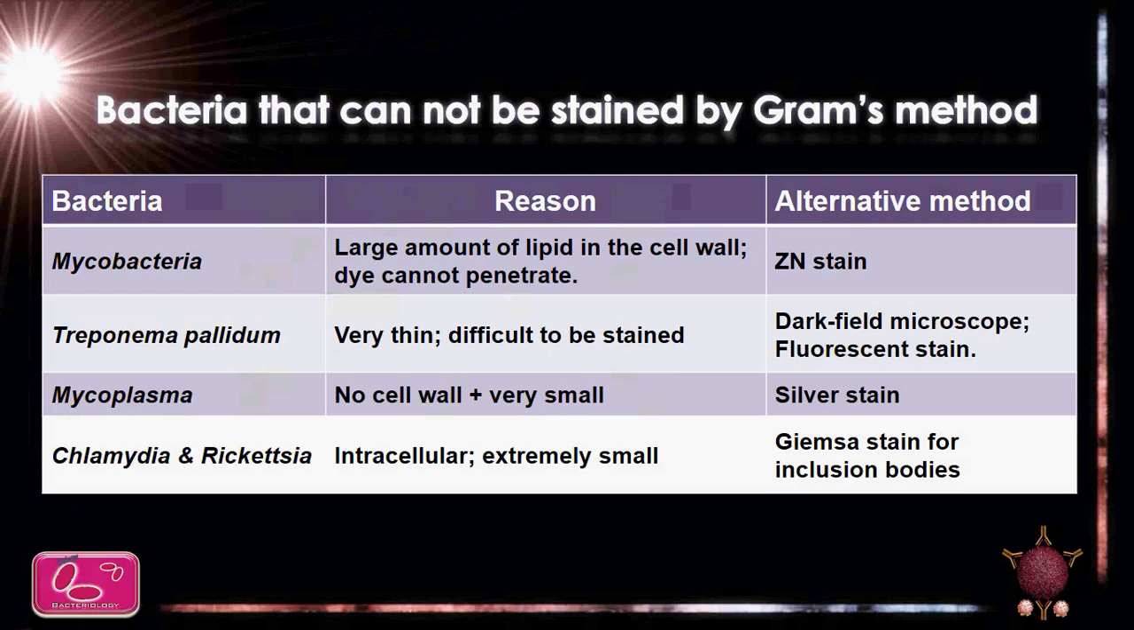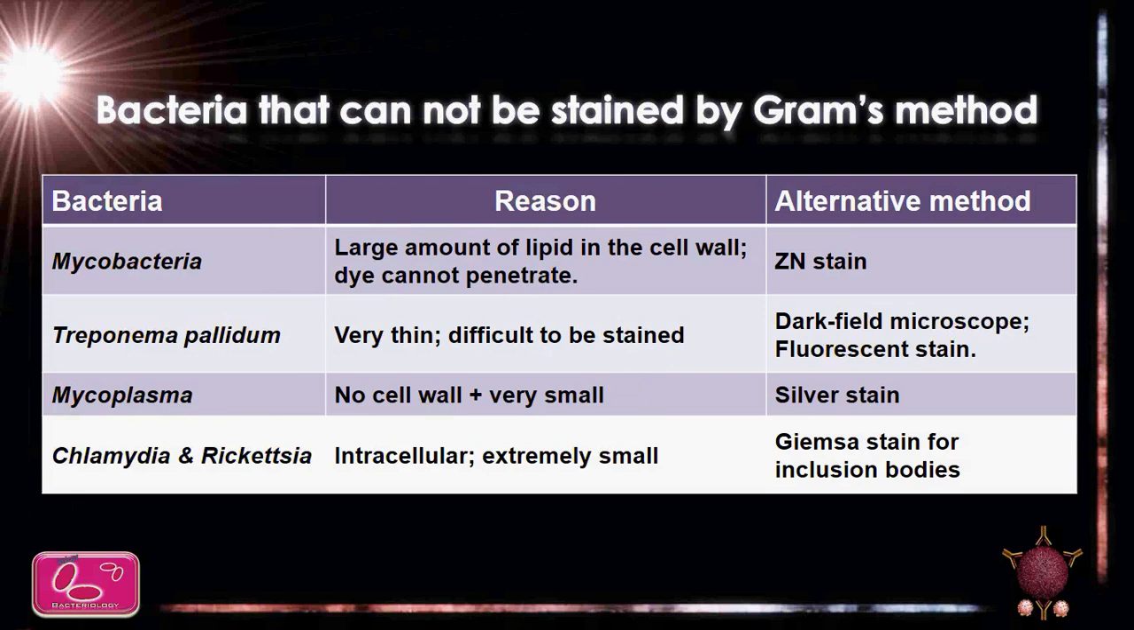So as you can see, Gram staining is a universal method for categorization of bacteria. However, sometimes certain bacteria cannot be stained with the Gram method, hence they cannot be categorized by this staining procedure. For example, mycobacteria. This group of bacteria has a large amount of lipids in their cell wall. That's why the dyes of the Gram method cannot penetrate their cell wall. That's why we have to use alternative staining methods like, for example, ZN stain.